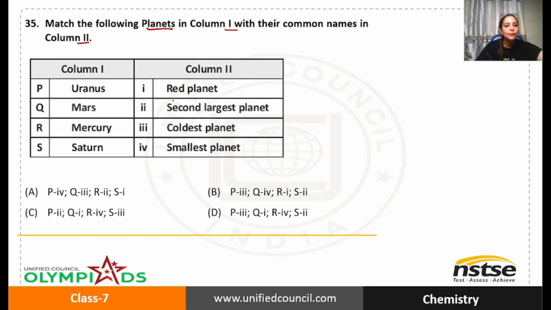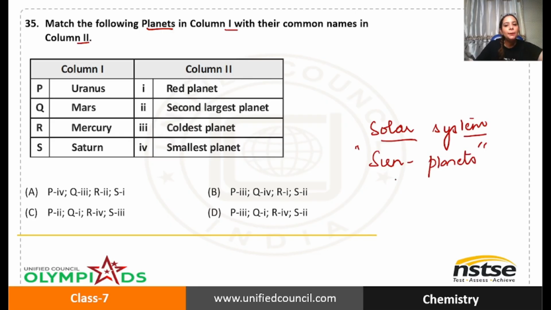So here we have column 1, the names of the planets, and in column 2 we have a few characteristics. Based on it, we have to match the correct planet with its own characteristic. So let's recall the facts. The solar system comprises the sun and planets, and the planets orbit around the sun. They orbit in a definite path around the sun.